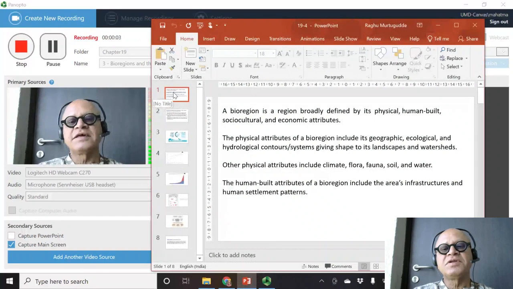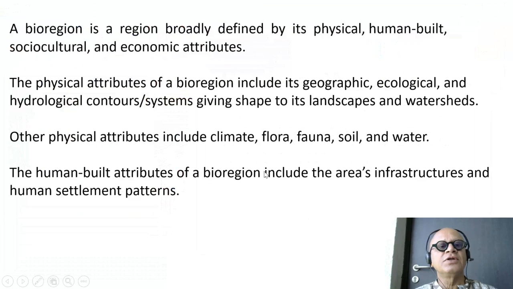Let's add some details to the idea of the bioregions. Looking again, a bioregion is a region broadly defined by its physical, human-built, socio-cultural, and economic attributes. Slightly different than what we said before, we broadened it. Physical attributes of a bioregion include its geographic, ecological, and hydrological contours and systems, giving shape to its landscape and watersheds. We mentioned Cascadia and the Indo-Gangetic Plain before. They are still the same examples, of course.